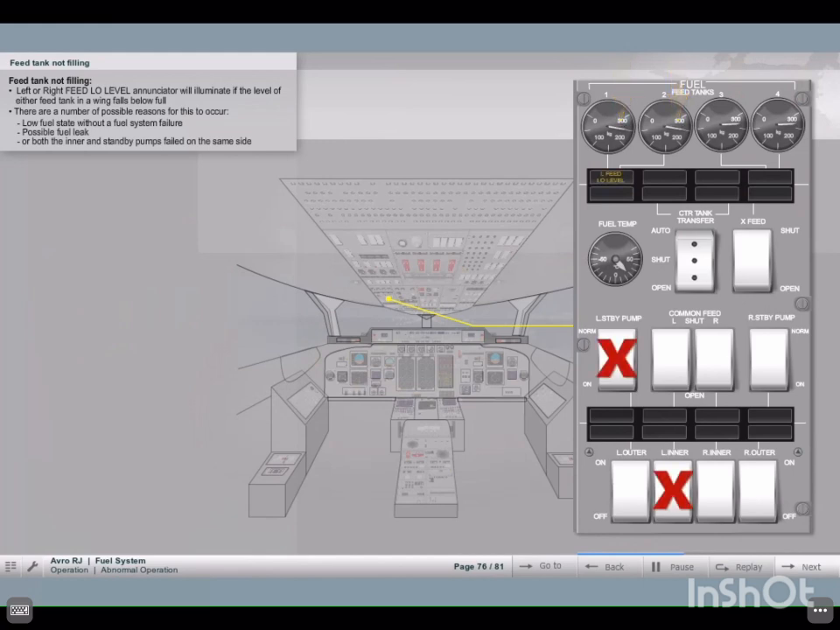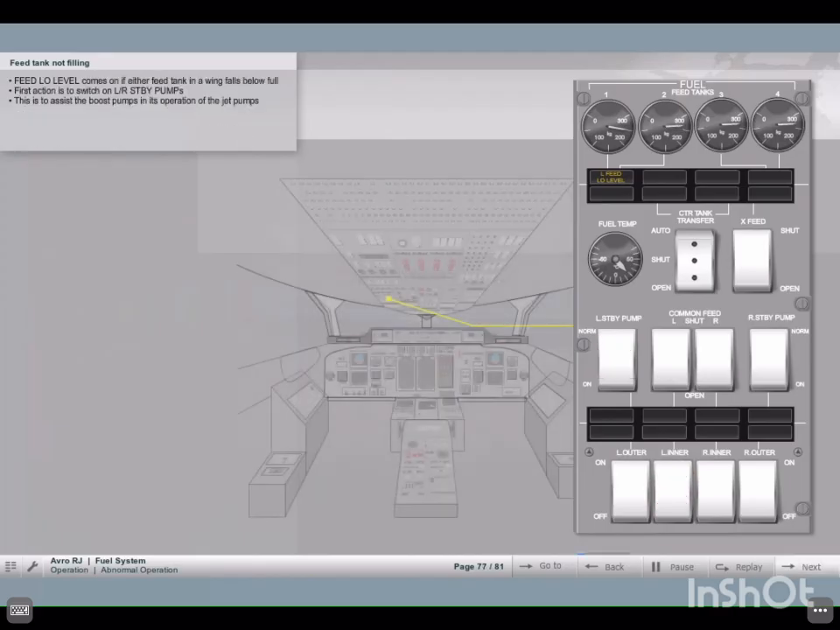Each of these scenarios is covered with their own procedure in the emergency and abnormal checklist. For all other cases, the following procedure in the checklist should be completed. The first action is to switch the left and right standby pumps on. This is to assist the inner boost pump in its operation of the jet pumps.